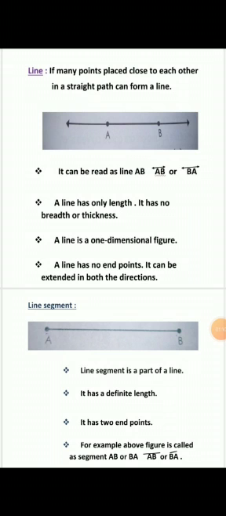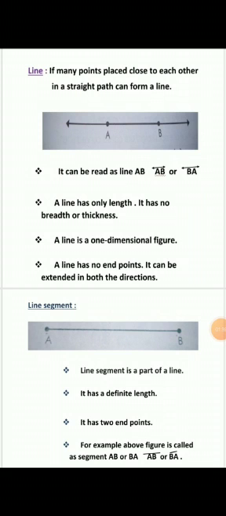Next, coming to line. If many points are placed close to each other in a straight path, they can form a line. Here we can see in the figure line AB. So it can be read as line AB or line BA, and a line has only length. It has no breadth or thickness, and it is called a one dimensional figure. And a line has no endpoints. It can be extended in both directions.